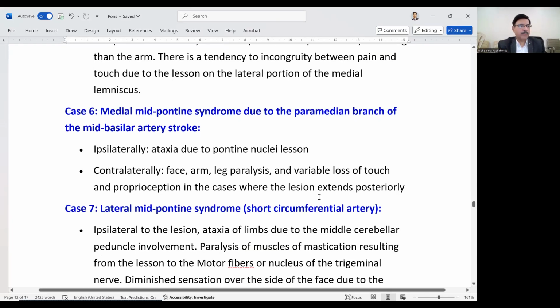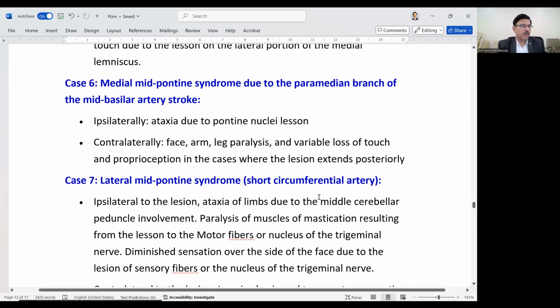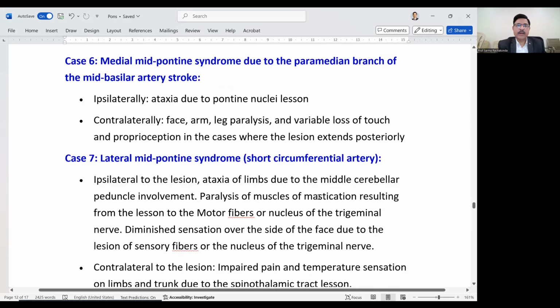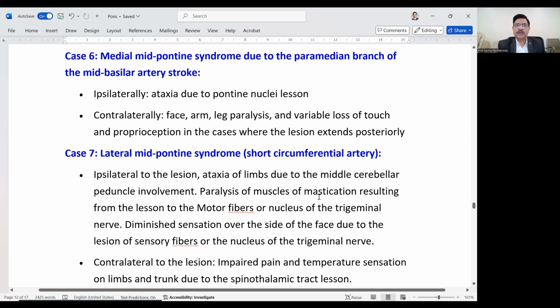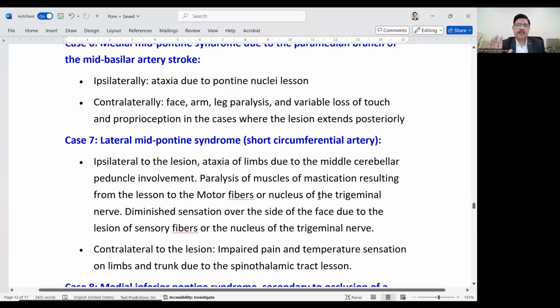This is a stroke, apoplexy: ipsilaterally ataxia due to pontine lesion, contralaterally face, arm, leg paralysis, variable loss of touch and proprioception. This is a mid-pontine syndrome. Then you have got lateral mid-pontine syndrome, short circumflex artery. That is, there is an artery which winds around the pons and supplies the lateral part of the pons.